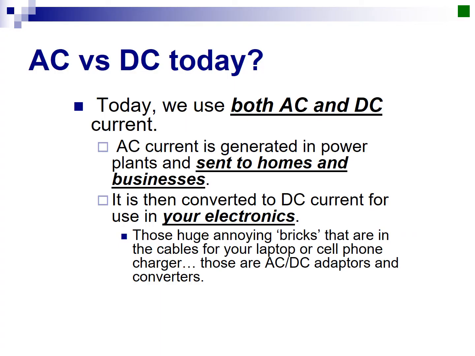Okay, so which one do we use today? Well, we actually use both. AC is used in every house and business. Those are the ones that we have in an outlet. DC is used for anything that has batteries. So you're talking about cell phones, things like that.